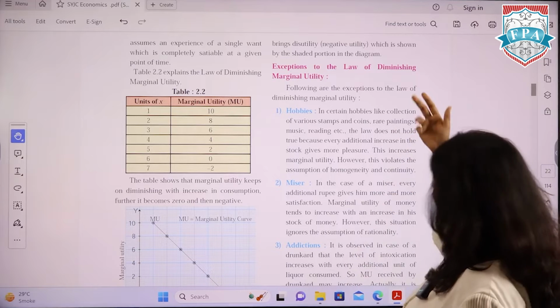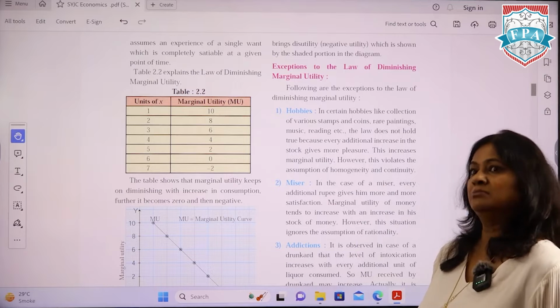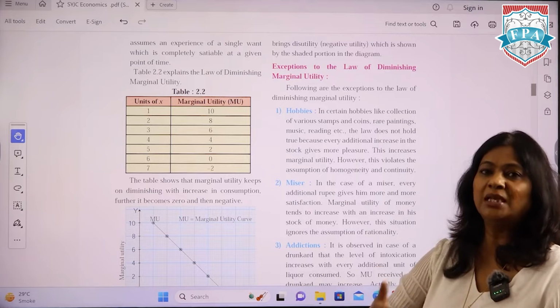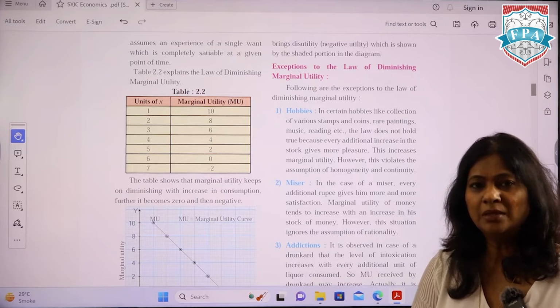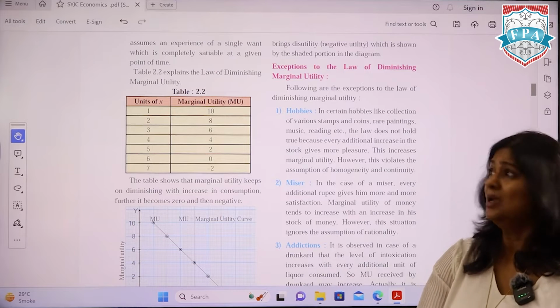ओके, एक्सेप्शंस टू द लॉ ऑफ मार्जिनल यूटिलिटी, जैसे कि मैंने आपसे बोला कि if somebody is a drunkard, then in that particular situation with each glass of alcohol his desire for having more will increase, but that's an exception.